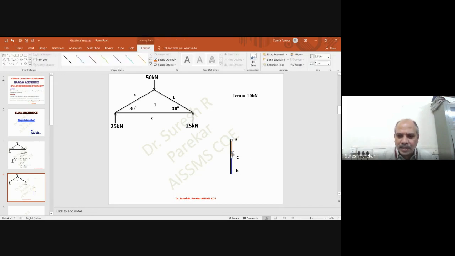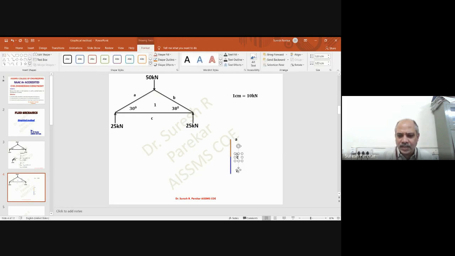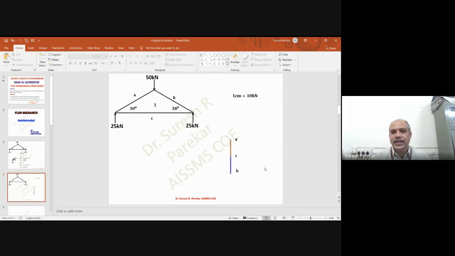We have to plot this on one line only, but to help you understand, I have plotted on another line. Now I will take it on this line. So first I will go downward, that is from A to B, and then I have B to C, and then I have C to A. So we have this A, B, C, plotted in this fashion.